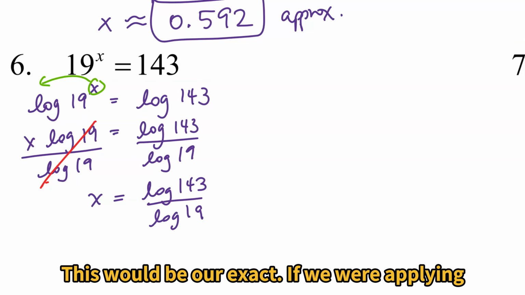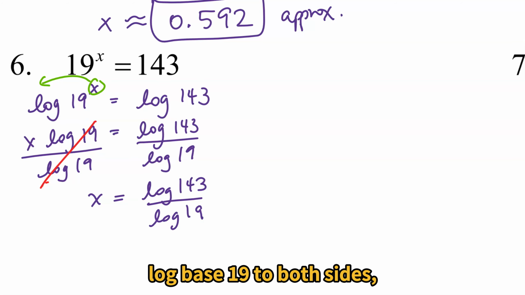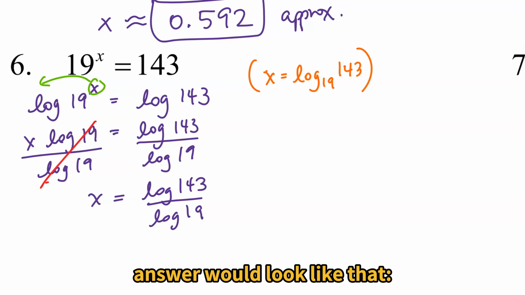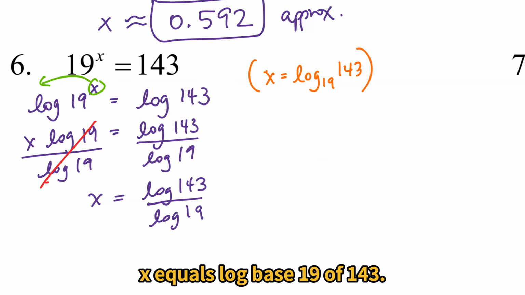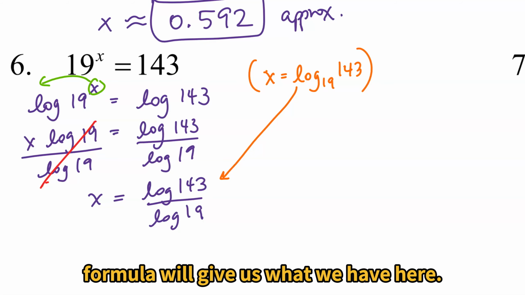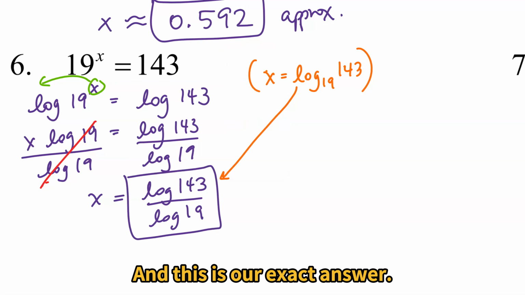If we were applying log base 19 to both sides, just as a little side note, our exact answer would look like that. X equals log base 19 of 143. But remember that change of base formula will give us what we have here. And this is our exact answer.